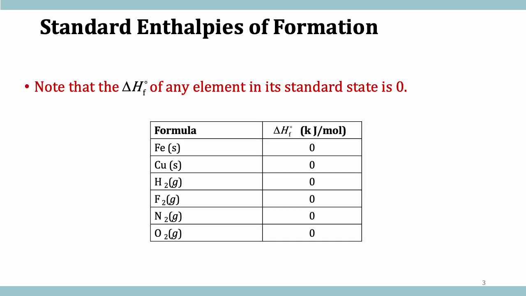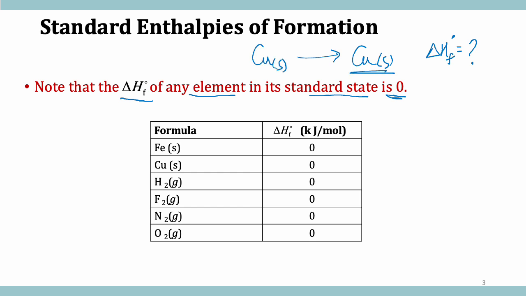An important thing to remember here is that the delta H naught F of any element in its standard state is going to be 0. What does that mean? If I ask what is the standard heat of formation of copper, what is delta H naught F of formation of this? We are forming copper. There is no reaction to form copper. Copper is not a compound. Remember, delta H naught F is formation of a compound. This is already in its elemental form.